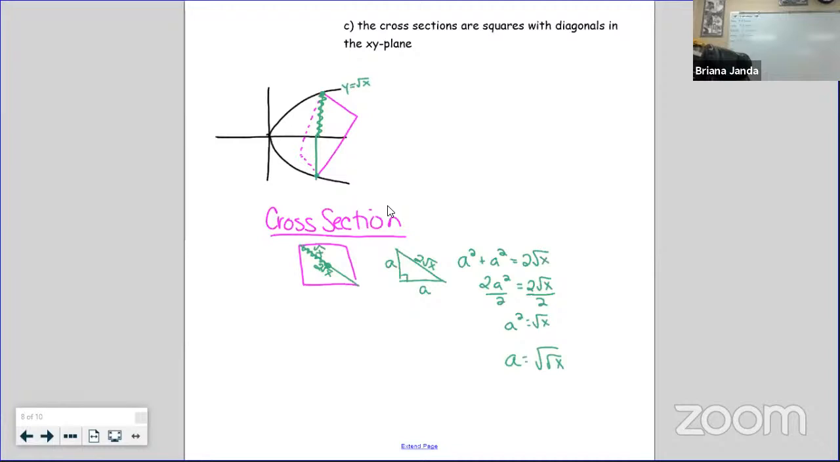Oh, it is squared. Pythagorean theorem. Doesn't work well if we don't do the Pythagorean theorem correctly. That's going to look better. Still not pretty. Our side length is going to be square root of 2x.